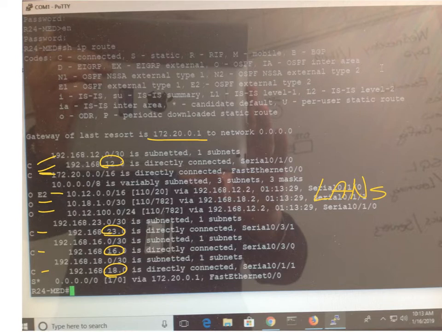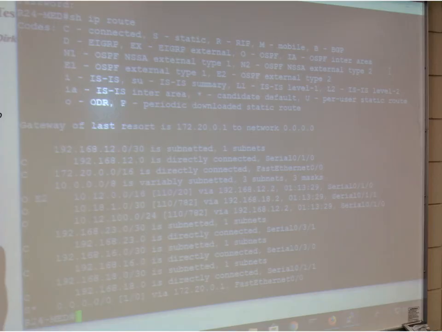So we have the administrative distance and the metric. We will go, okay, see them here, the directly connected ones. Okay, it was the same routing table, and that's it.